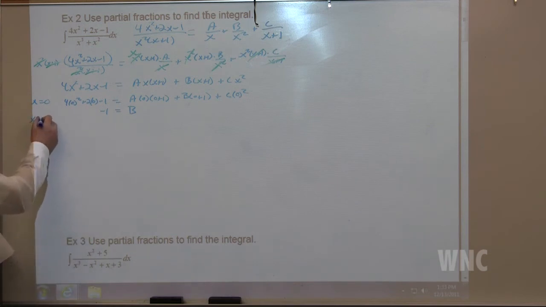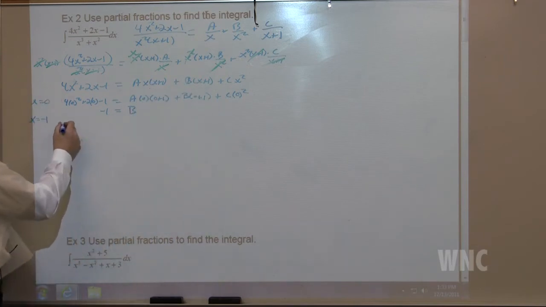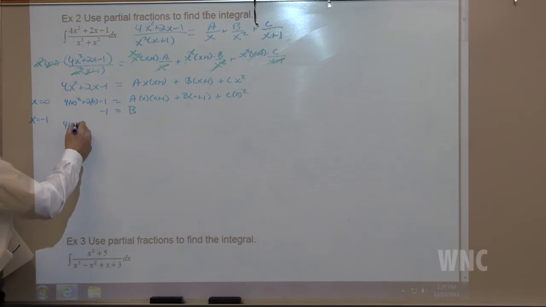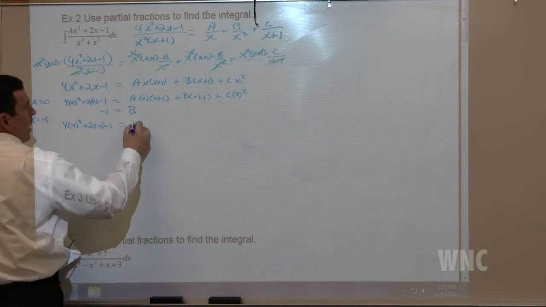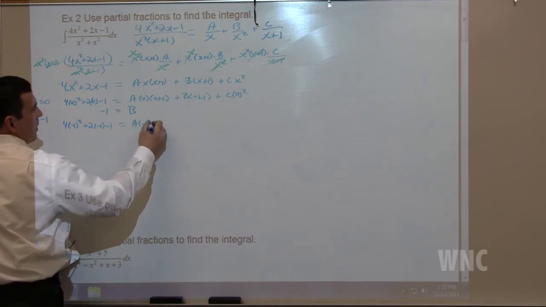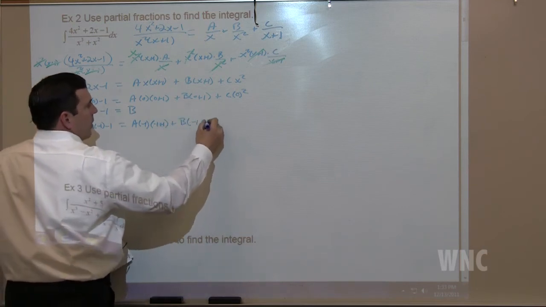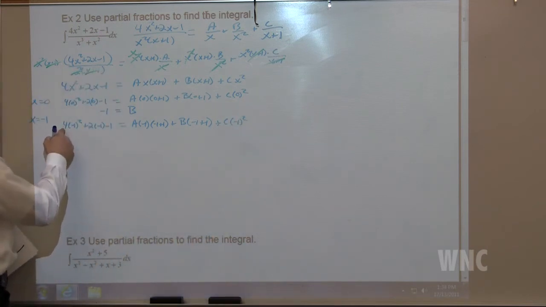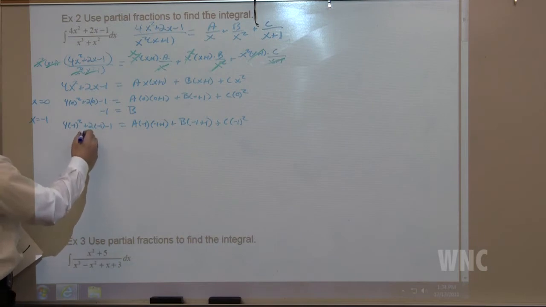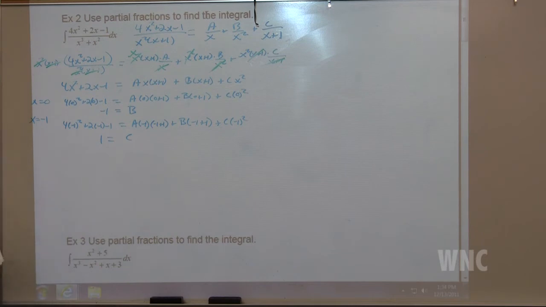How about if I said x equals negative 1? Why negative 1? Because it makes the x plus 1's 0. So it'll be 4 times negative 1 squared plus 2 times negative 1 minus 1 equals A times negative 1 times (negative 1 plus 1), plus B times (negative 1 plus 1), plus C times negative 1 squared. So that's 4 minus 2 minus 1, that's 4 minus 3, which is 1, equals C. So C is 1 and B is negative 1.